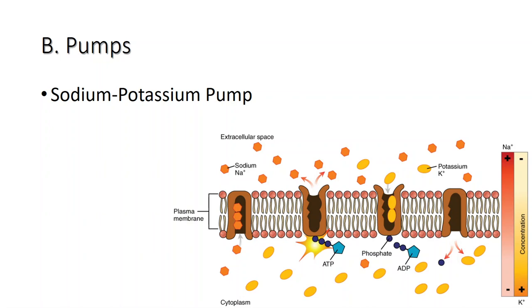This creates an imbalance of charges where there is a slight excess of positive charges on the outside of the membrane and an excess of negative charges on the inside of the membrane. This slight imbalance of charges sets the stage for generation of action potential in neuron and muscle cells. Hence, the sodium-potassium pump is also known as an electrogenic pump.